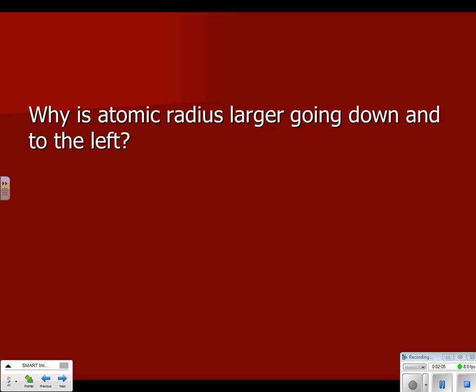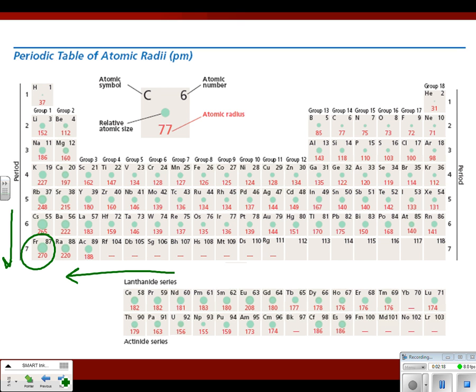So, question for you. Why is atomic radius larger going down and to the left? Pause the video right now and just think about this answer. So the reason the atomic radius is bigger as you go down is that as you go down, you're adding an energy level. So hydrogen has 1 energy level. Lithium has 2. Sodium has 3, and so on. As you get more energy levels, you're getting further away from the nucleus, so you're getting a bigger radius.